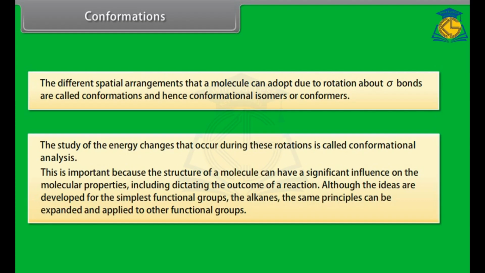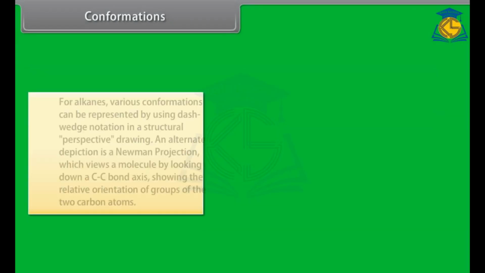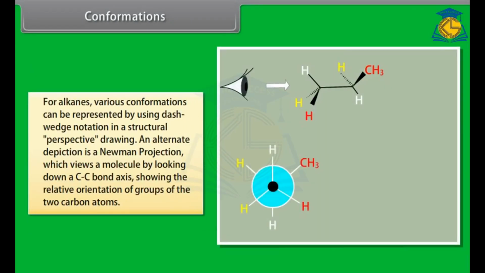The same principle can be expanded and applied to other functional groups. For alkanes, various conformations can be represented by using dash-wedge notation in a structural perspective drawing. An alternate depiction is a Newman projection, which views a molecule by looking down the C-C bond axis, showing the relative orientation of groups on the two carbon atoms.